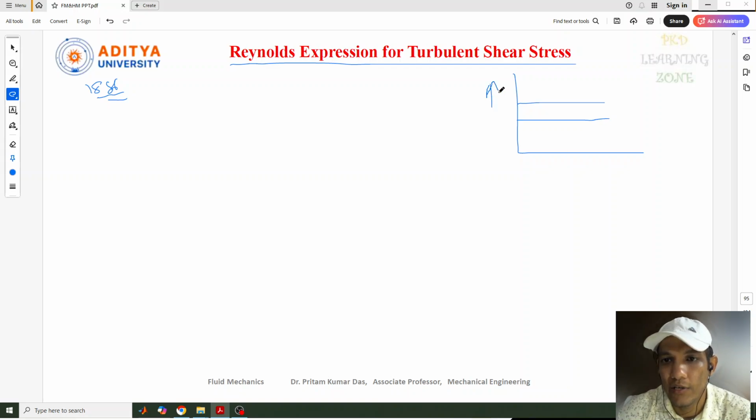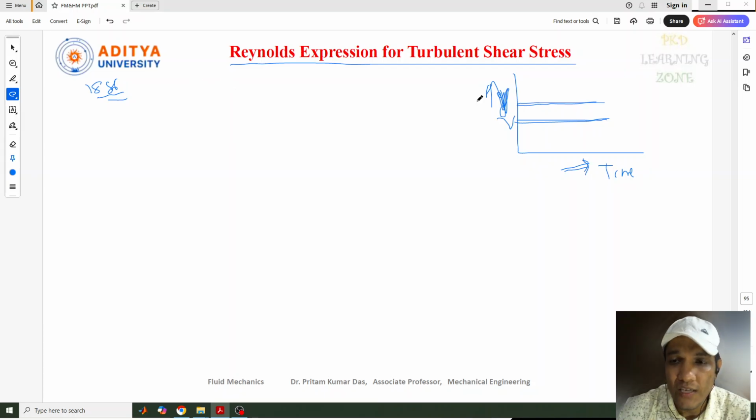Suppose this is the y direction, and here we can consider the velocity v, and this one we can consider with respect to some time. Okay, and this is some space, suppose. This is velocity, and this is time, suppose. Now between these two layers, when Reynolds gave this turbulent expression, he was taking two different layers, suppose different layers of fluids are there.